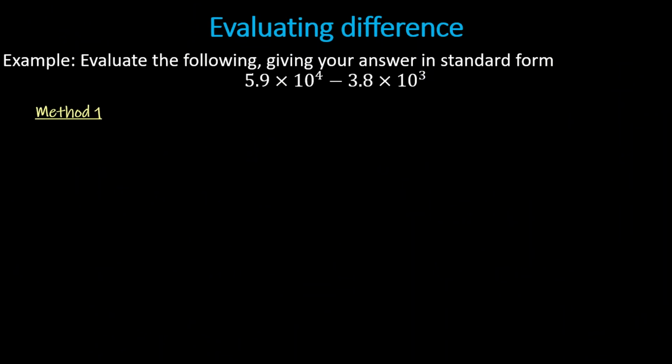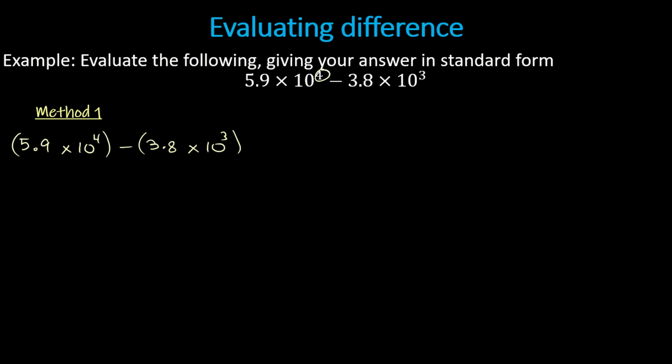Okay, now what about the difference? The same principle applies, but instead of using addition, we are going to subtract, right? So let us see this example using the first method, ordinary form. We have 5.9 times 10 to the power 4 minus 3.8 times 10 to the power 3.